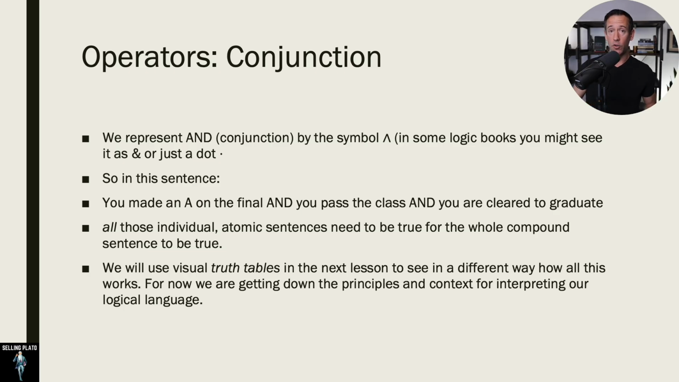So later on, we're going to use visual, what we call truth tables, to see in a different way how all of this works together. We're going to use truth tables because it lays it out in this visual way that helps us understand how they function. And it's a very common way of understanding how these operators work in a simple way with more complex statements. All right, so just to flag that we're going to be using truth tables to see how all this works coming up. For now, we're just getting down the principles and the context for interpreting our logical language.